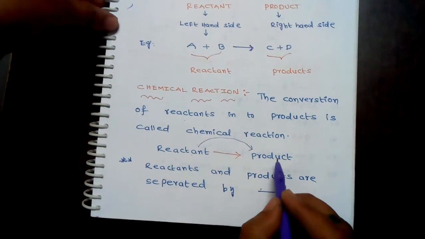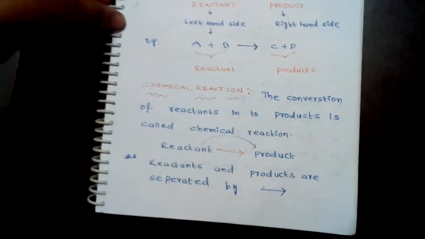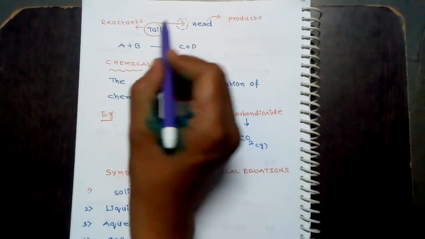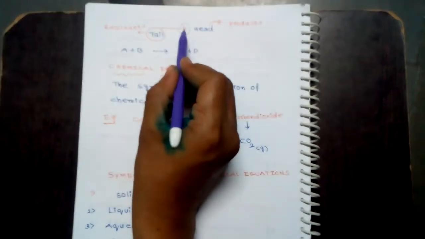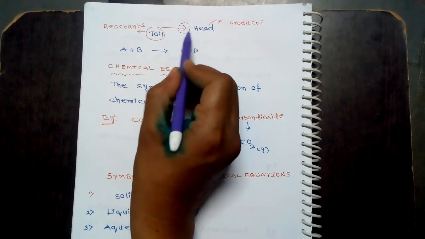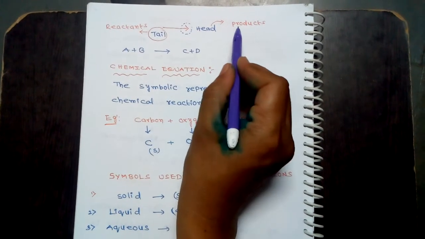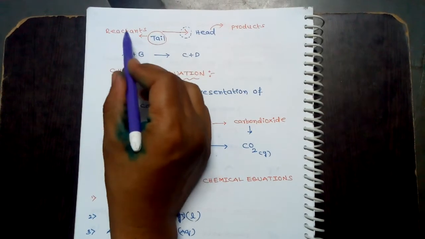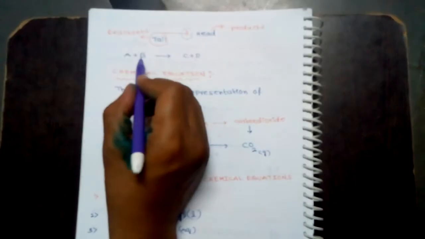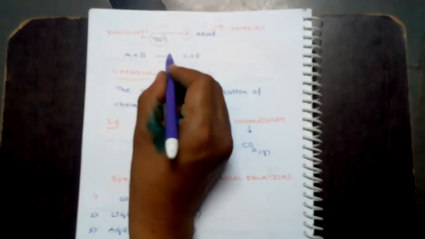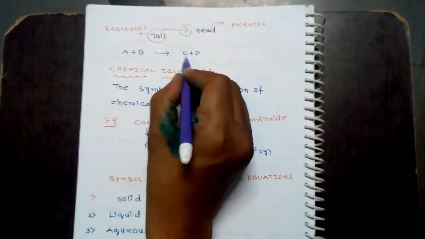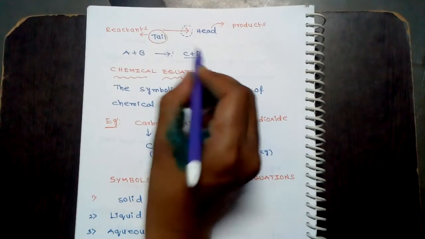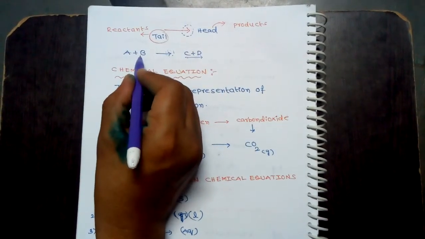The reactants and products are separated by an arrow. This arrow has two parts. One is the head, which always indicates the formation of the product side. The tail part indicates the reactant side. Example, A plus B gives rise to C plus D. The head side indicates the C and D side, so these are called products, and A, B are the reactants.